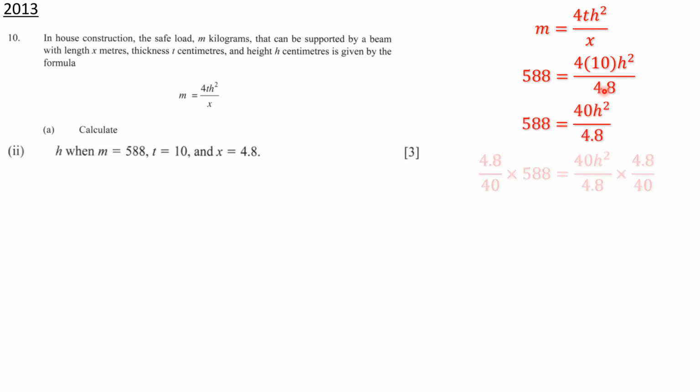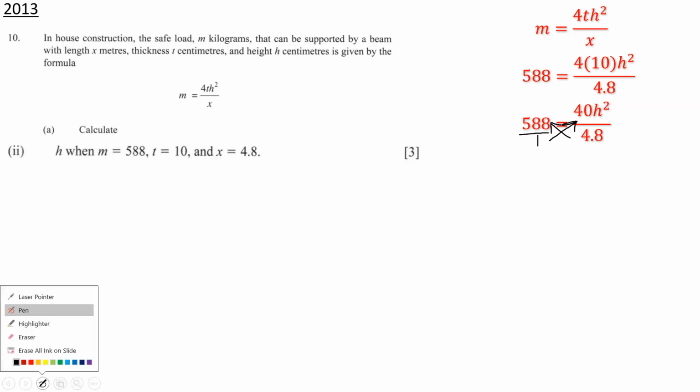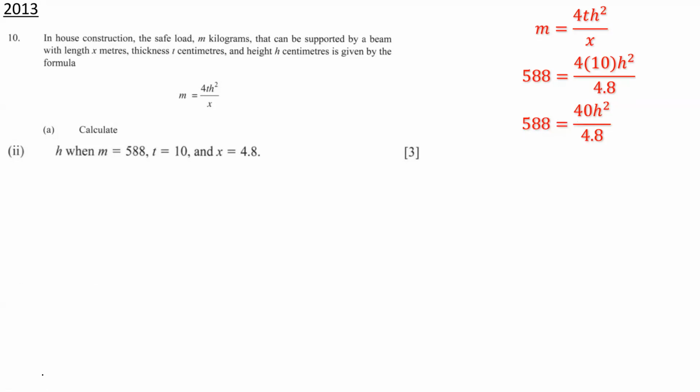At this point, we could cross multiply. I didn't cross multiply, but it would have been very good if I had. Let me show you. What we could have done is put the 588 over 1, and then cross multiply like this. That would have been a very good way to do it. So you multiply 4.8 by 588 and multiply 1 by 40 H squared. But here I didn't cross multiply, which I wish I did. It just would have been easier in my opinion.